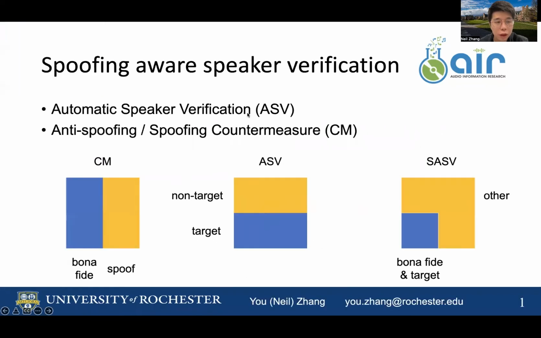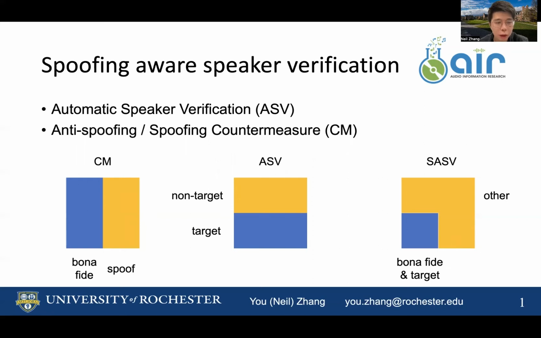For this task, it is a joint system combining automatic speaker verification and anti-spoofing. The anti-spoofing system, or spoofing-aware countermeasure, aims to discriminate bona fide speech from spoofed speech, where bona fide speech means natural speech from human beings, and spoofed speech is generated by text-to-speech and voice conversion algorithms.